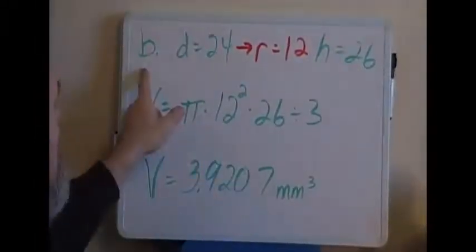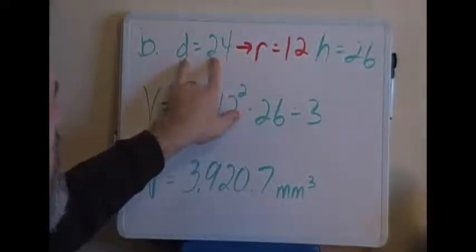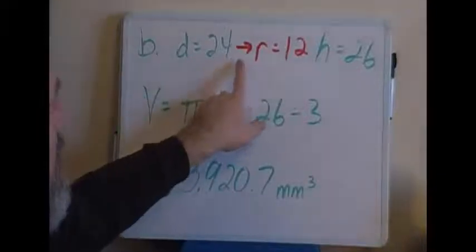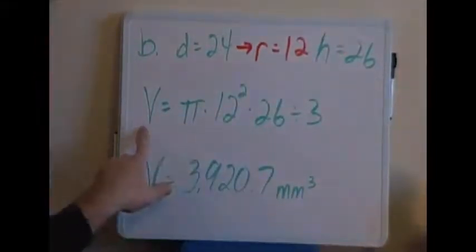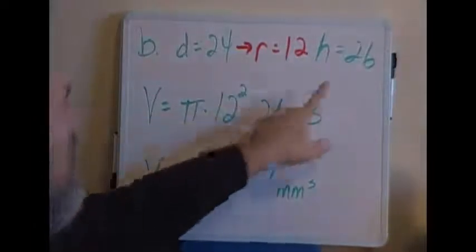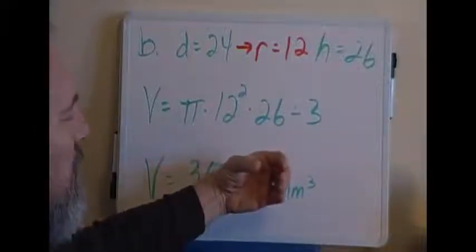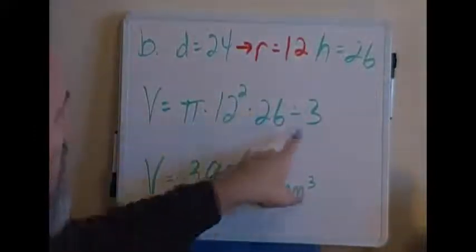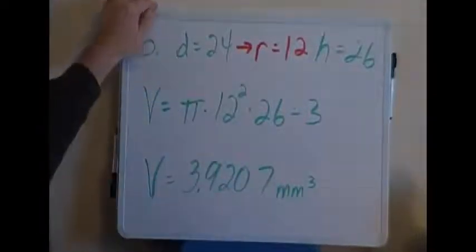For letter B, they give us a diameter, and remember we need a radius, so since the diameter is 24, we divide it by 2, cut it in half, however you want to look at it, and we've got a radius of 12 and a height of 26. Very simple solution. Once again, it's pi times the radius, 12 squared, times the height, 26, and then divide by 3 to reduce it from a cylinder type of volume down to a cone type of volume by dividing by 3. And our volume ends up at 3,920.7 cubic millimeters in this case.